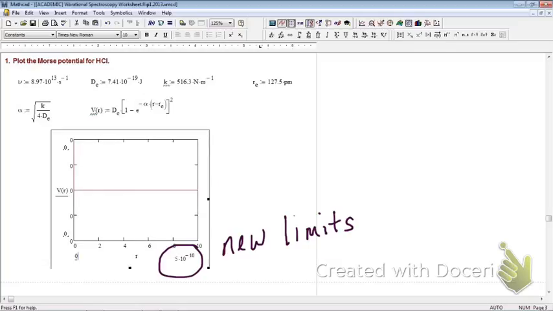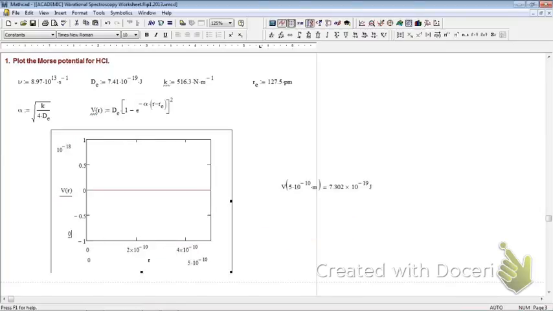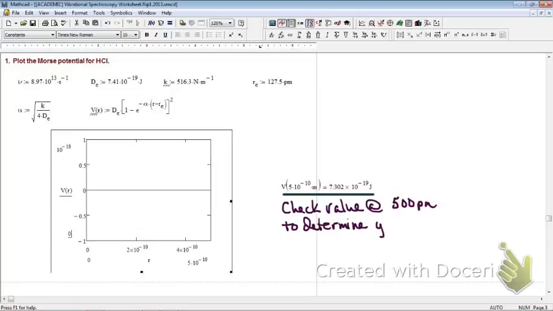So here we've entered 5 times 10 to the minus 10 for 500 picometers as the upper limit for the axis. It should be noted that it's also sometimes helpful to re-enter the 0 as the lower limit as well. With the new upper limit, we still don't get a good plot, and that's because the vertical axis limits are not quite right. So to determine an appropriate magnitude for the vertical axis limits, we'll just simply calculate the value of potential at 500 picometers, and we get something on the order of 10 to the minus 19 joules.